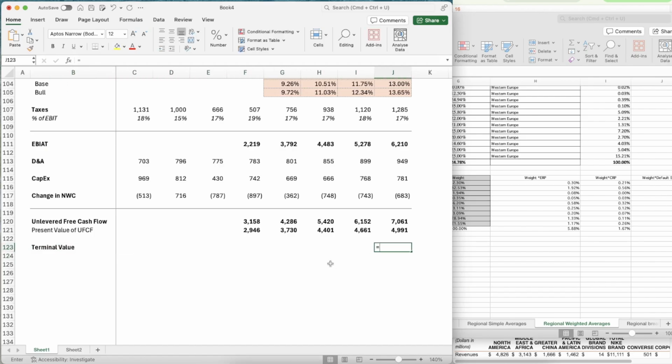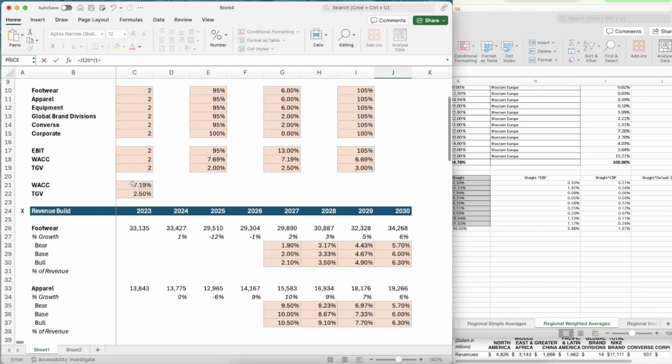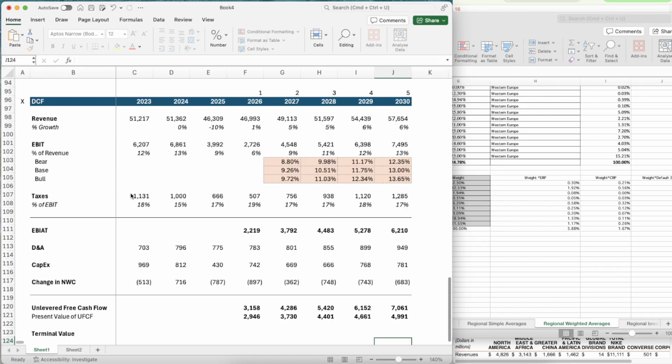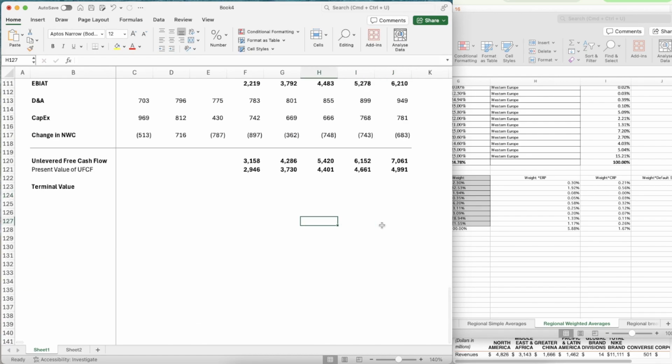Yeah. Now your terminal value is you take the final year of the free cash flows and you multiply by 1 plus the terminal growth value, close brackets. You divide it by the WACC minus the terminal growth value. It will come up in a second. I don't know why it is so slow.